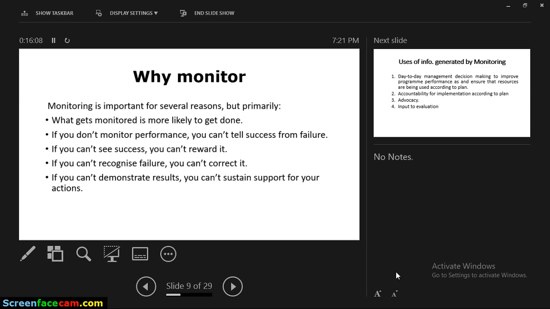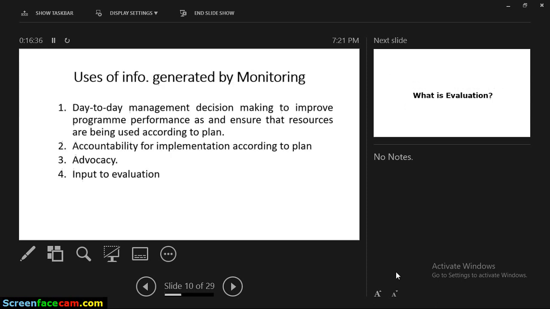If you can't demonstrate results, you can't sustain support for your actions. So those are just simple reasons why we should monitor the inputs, the activities, and our outputs. Any questions? Are we moving together? Should I proceed? Okay. These concepts will come as we proceed.